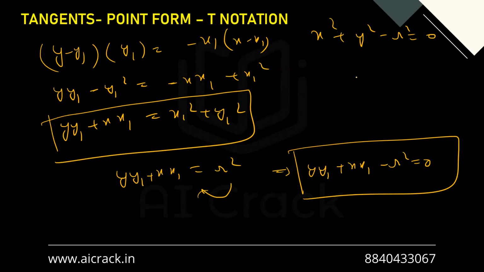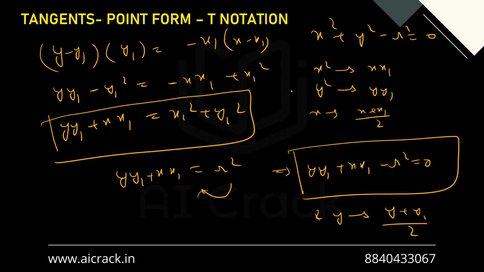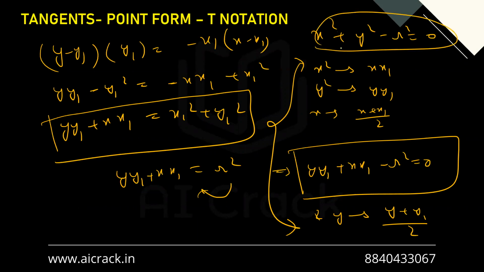Now, if we want to apply the T notation over here, x square goes to x x1, y square goes to y y1, x goes to x plus x1 by 2, and y goes to y plus y1 by 2. So these are the transformations you have to remember when you are writing the tangent equation directly from the circle equation. So this is the circle equation, and we apply the T notation by doing these transformations, and then we get the entire equation of this tangent.